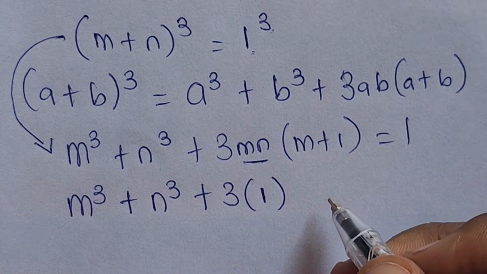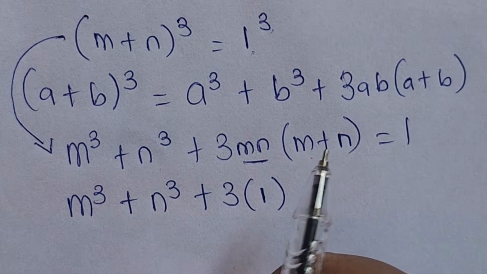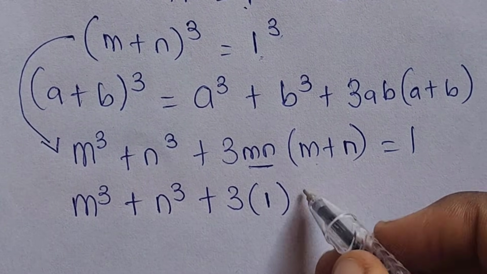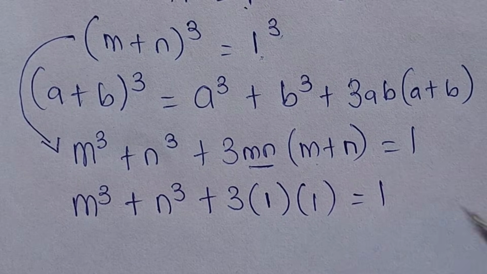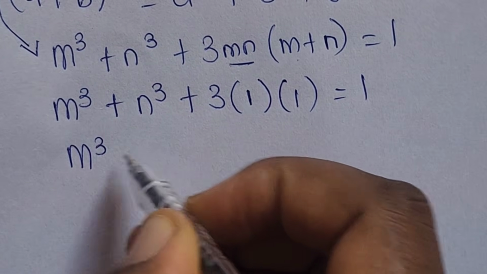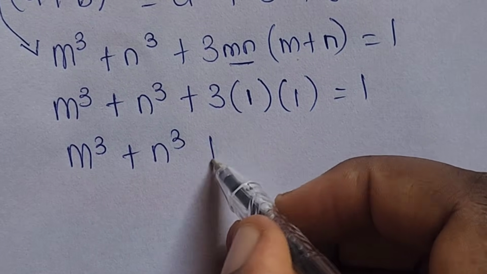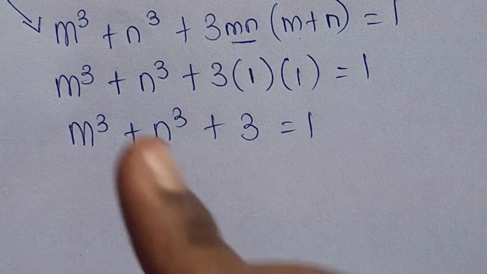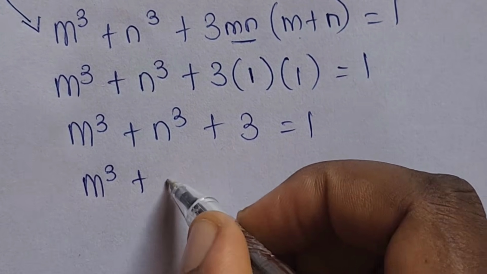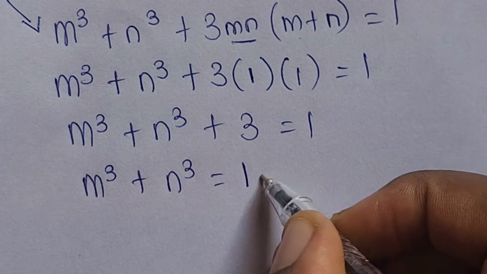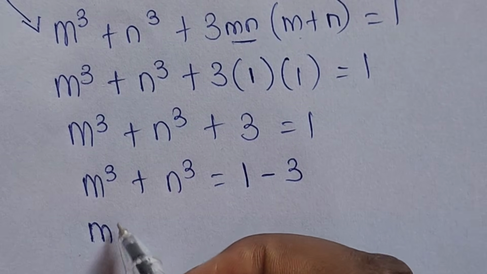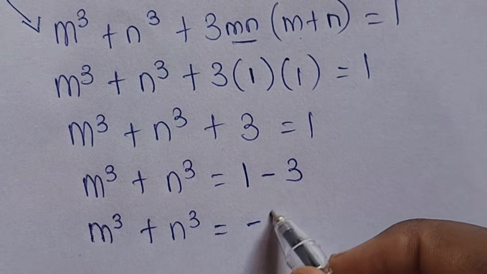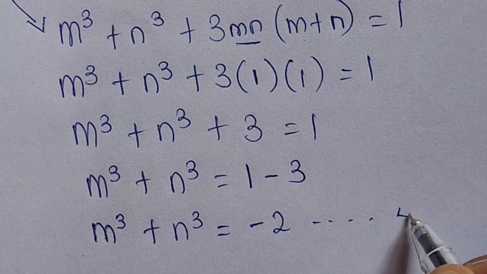We have m plus n. Our m plus n, which is equation 3, is equal to 1, and this is equal to 1. So we have m to the power of 3 plus n to the power of 3. We have 3 times 1, which is 3, and is equal to 1. So our m cube plus n cube is equal to 1 minus 3. And our m to the power of 3 plus n to the power of 3 is equal to minus 2. So we'll name this equation 4.